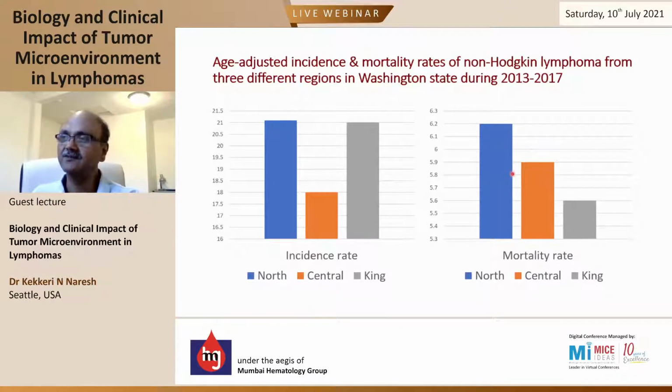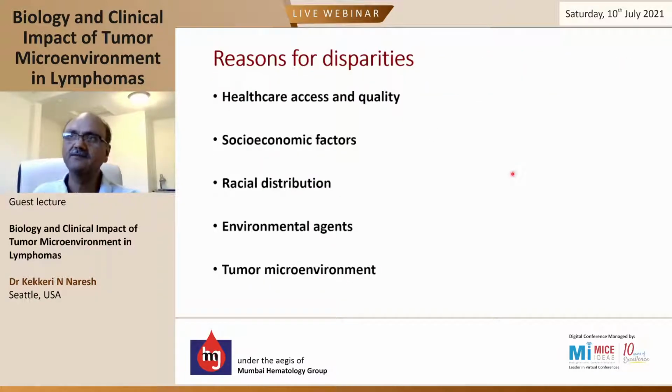So there are factors which affect patient outcomes regionally, even within a state like Washington state. The reasons could be multiple. There could be differences in healthcare access or quality. There could be socioeconomic factors, and racial distribution can be different between these areas. Environmental agents may be there. This is something we feel is preventable. And all these things may impact the outcome, or they may impact it through the tumor microenvironment.